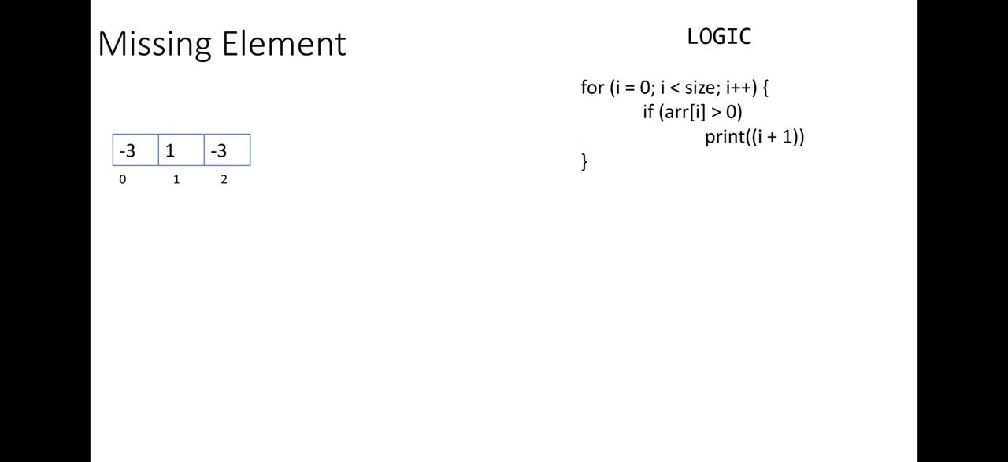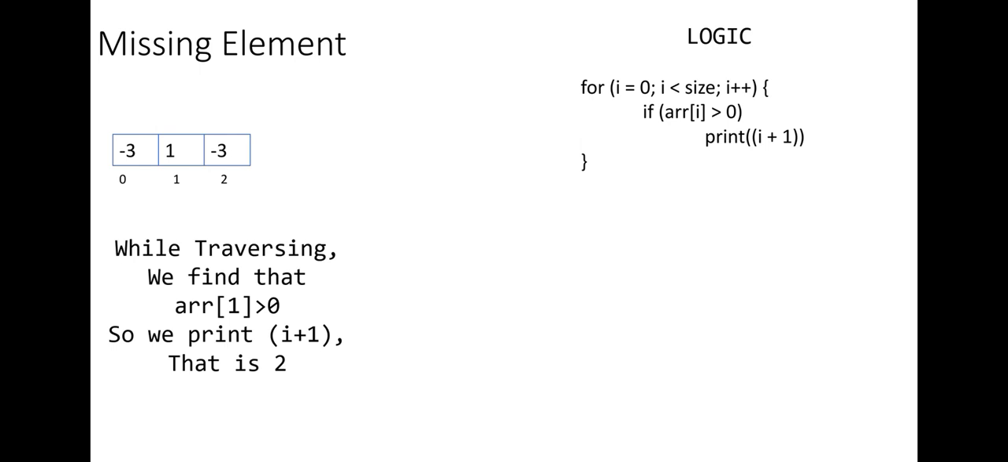in the previous repeating element example, we get the final array as -3, 1 and -3. Now we would traverse the array and find that array of 1 is equal to +1, which is positive in this case. So we would print I plus 1. I in this case is 1 and I plus 1 is 2. So 2 is the element which is missing. In this way we can get the missing element.